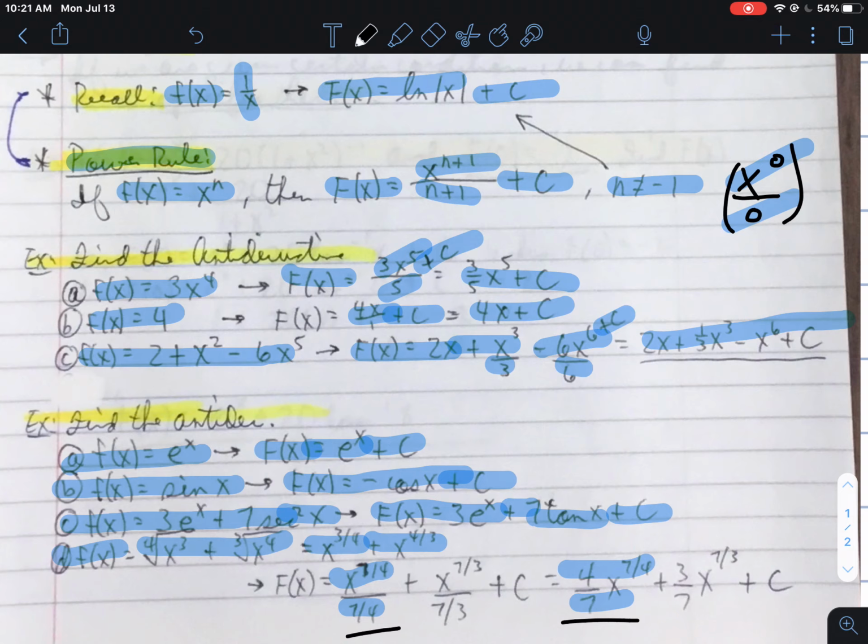Okay. So then the next one was x to the 4/3. So I have to increase the exponent. So I'm adding 3/3. So I get x to the 7/3 divided by 7/3, or multiply by the reciprocal. I've got 3/7 x to the 7/3 plus our arbitrary constant, plus c.